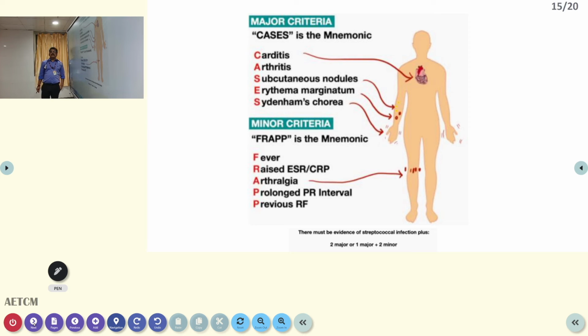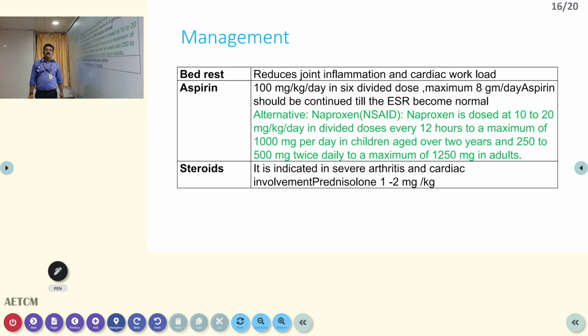Now, major criteria you can remember like this: CASES, carditis, arthritis, subcutaneous nodules, erythema marginatum, and Sydenham chorea. Minor criteria: FAP, fever, raised ESR, CRP, arthralgia, prolonged PR interval, and previous rheumatic fever. So you can remember like that also.